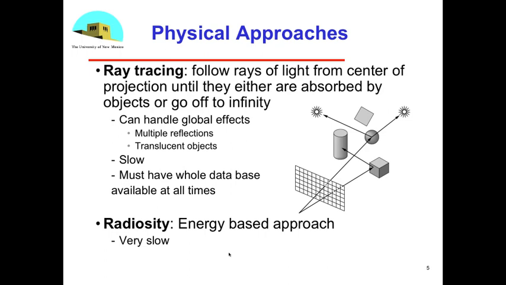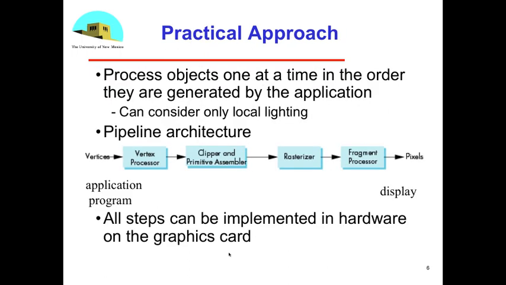But what we want to do is take a much more practical approach and say, look, we're going to process things in terms of objects. So I'm going to take one object, a triangle, a quadrilateral, maybe some more complex object, and I'm going to process it one at a time in my application program, and that application program's job is going to be to output the vertices that define that object.